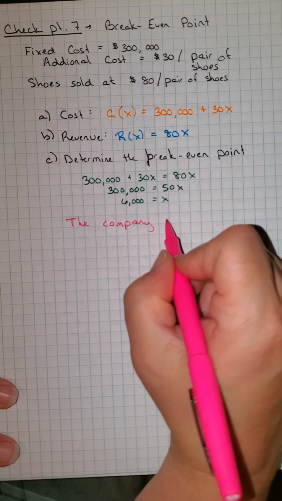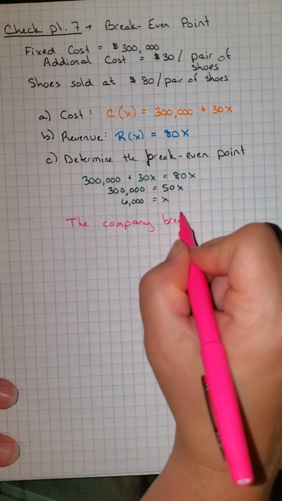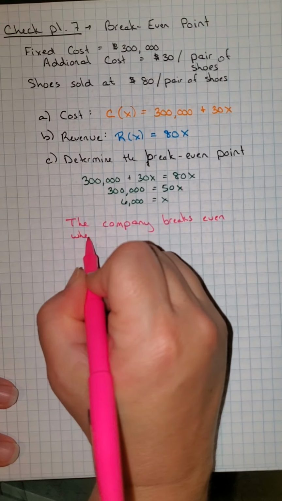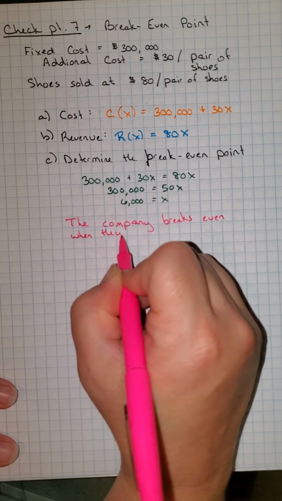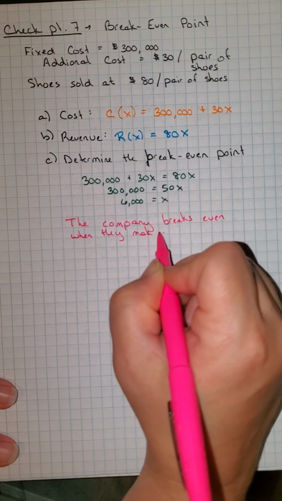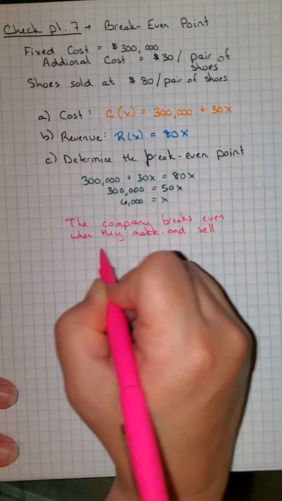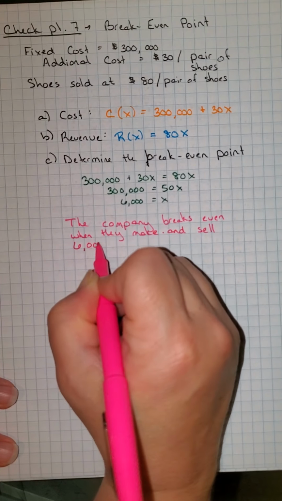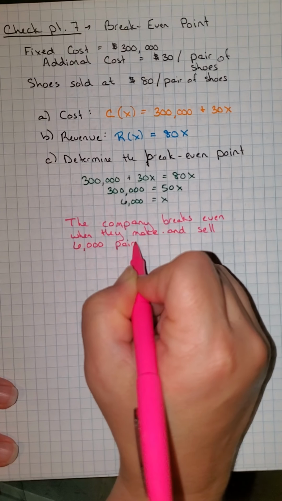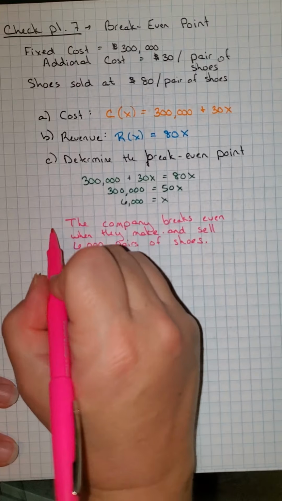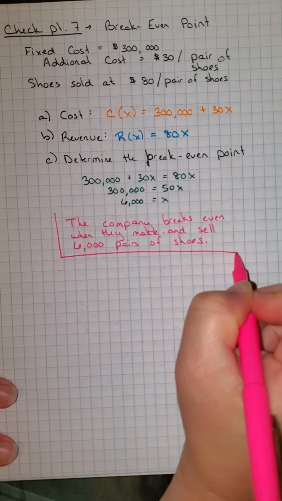Okay, so the company breaks even when they make and sell 6,000 pairs of shoes. Alright, and that's that.